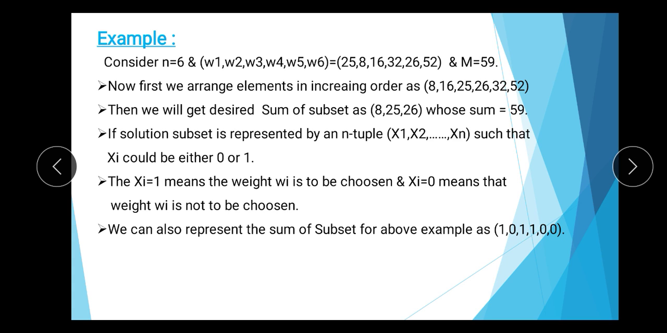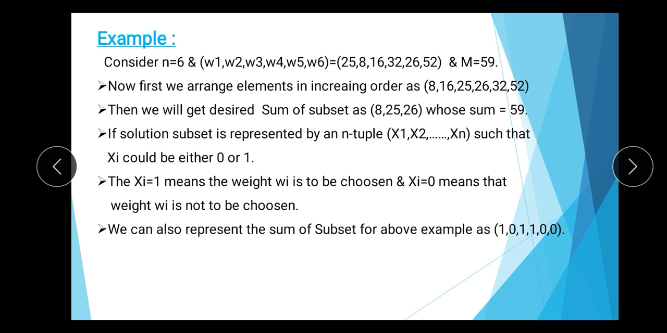Here I have taken one example where the number of elements is 6 and each element has a weight, that is w1, w2, w3. These are the weights for those elements: 25, 8, 16, 32, 26 and 52, and the predefined value m is equal to 59. That means we form a subset from the given input set whose sum is equal to 59.